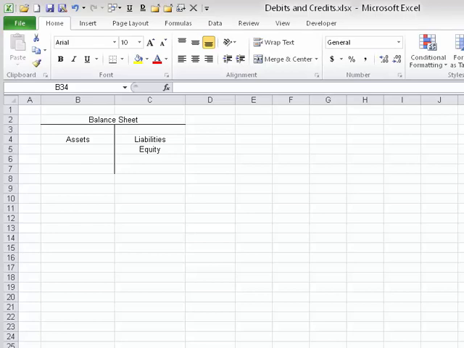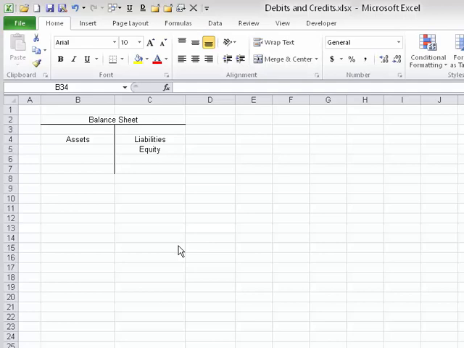Hi everyone, welcome. We're going to talk about debits and credits, and I'm going to do so using every accountant's and financial professional's favorite tool, Excel. So you see on the screen I have a spreadsheet up. It's called Debits and Credits. So let's begin our brief look at debits and credits.